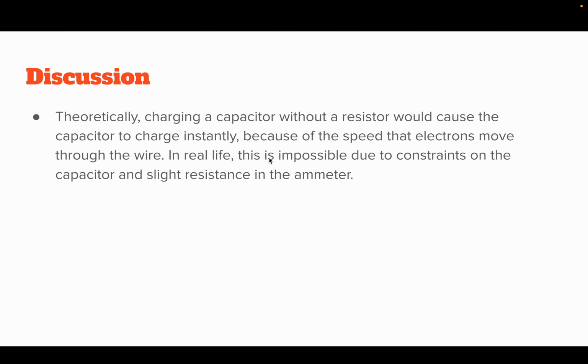And for the discussion, theoretically, charging a capacitor without a resistor would cause the capacitor to charge instantly because electrons move essentially in the blink of an eye. And so it would look like this capacitor is charging nigh instantly. But in real life, this isn't possible because capacitors have constraints that are not shown in theoretical models, and then the ammeter that we're using to measure the charge will also provide a very slight resistance, not a big one, but a very slight resistance, and so that'll also keep the capacitor from charging instantaneously.